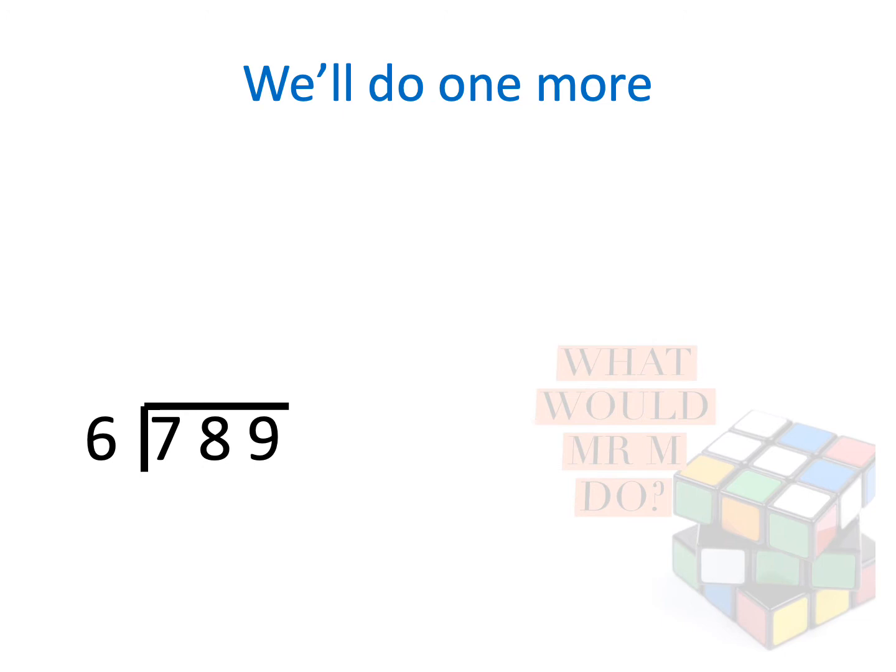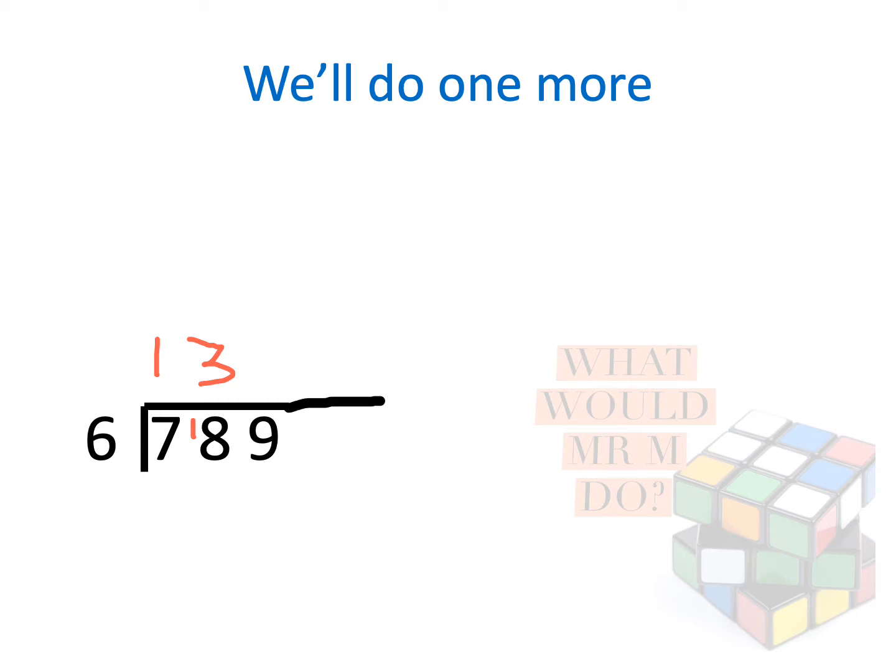Here's another one. How many 6s are there in 789? I know that there is 1 6 in 7, so I put this on the top and I carry the 1 to the tens column. How many 6s are there in 18? I know the answer is 3, so I put this on the top line. And then I look again at how many 6s there are in 9. I know that there is 1 6 in 9 and that I have 3 left over.